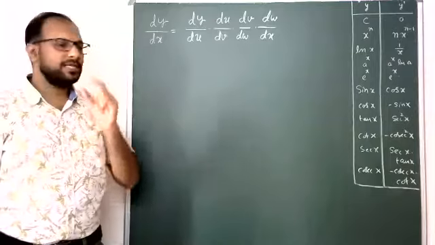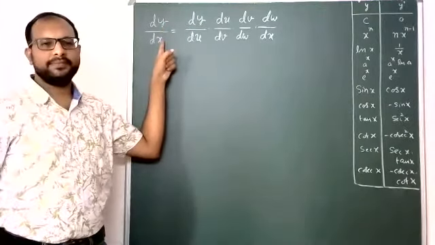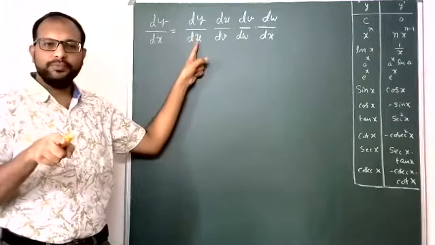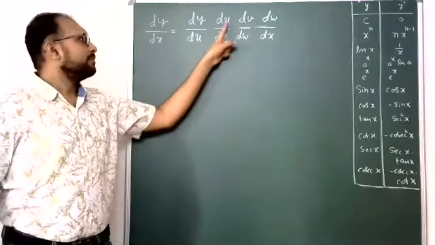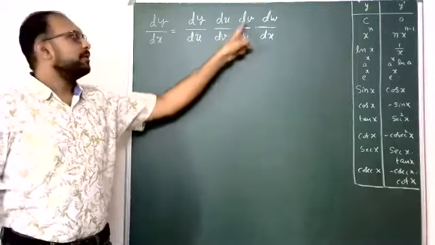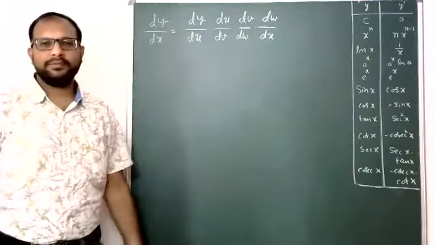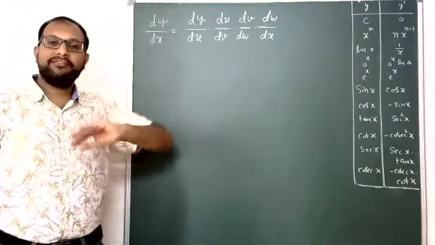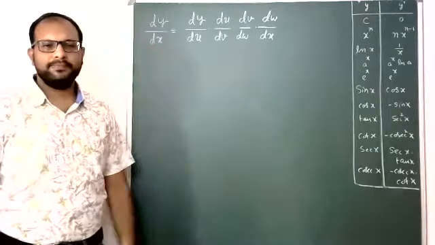But now please understand the logic, dy by dx is our main target, that I am writing as dy by du. Here u is again a function of x only. v again a function of x only. w again a function of x only. It means one function y I am writing in terms of other functions also. Yes, this is the chain principle.